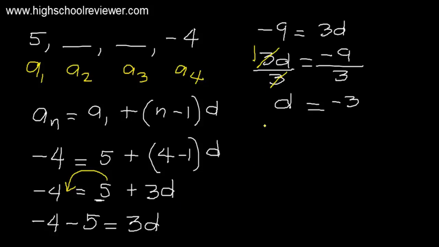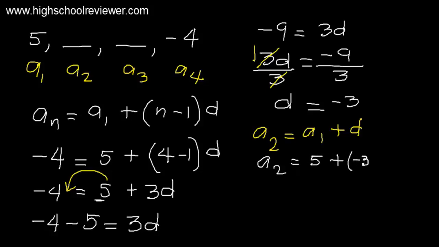Our a sub 2 will just be a sub 1 plus d. Our a sub 1 is positive 5, and this will be added to the value of d, which is negative 3. So 5 plus negative 3 is positive 2. Our a sub 2 is positive 2.